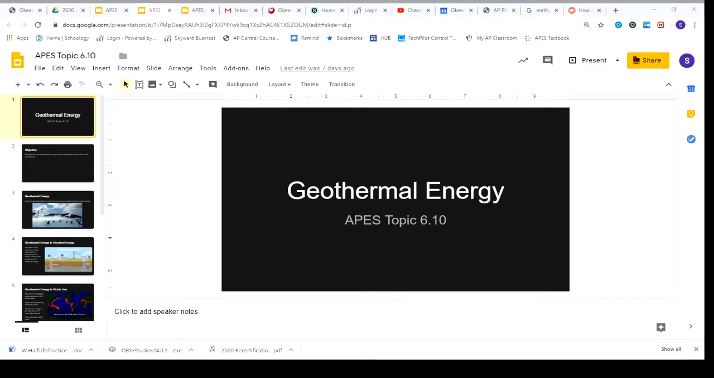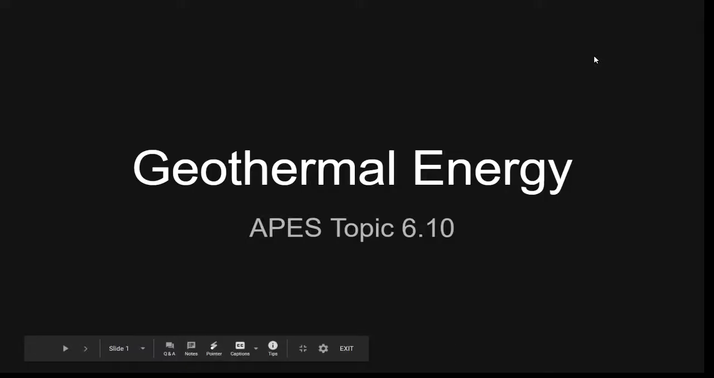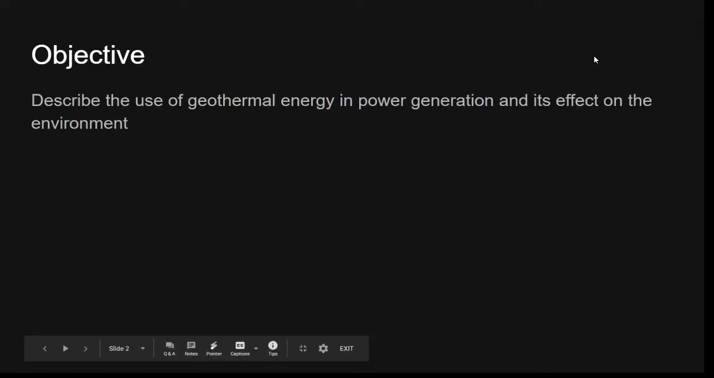All right, so let's look at geothermal energy, which is topic 6.10 in our AP curriculum. And our objective for geothermal energy is to be able to describe the use of geothermal energy in power generation and its effect on the environment. We have two vocabulary terms, geothermal energy and hydrogen sulfide.